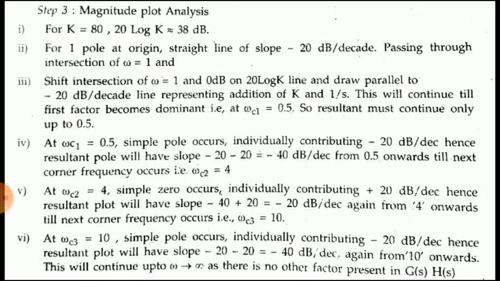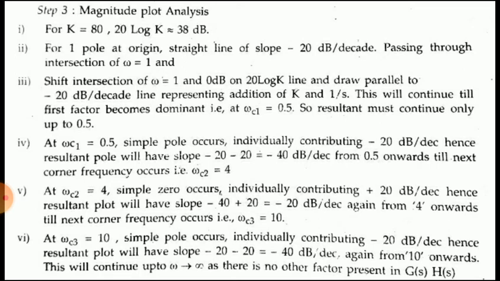In the magnitude plot analysis, first take k equal to 80. Calculate 20 log k, and you will get the magnitude for the system gain k. So 20 log k is equal to 38 dB. Draw a horizontal line at 38 dB.